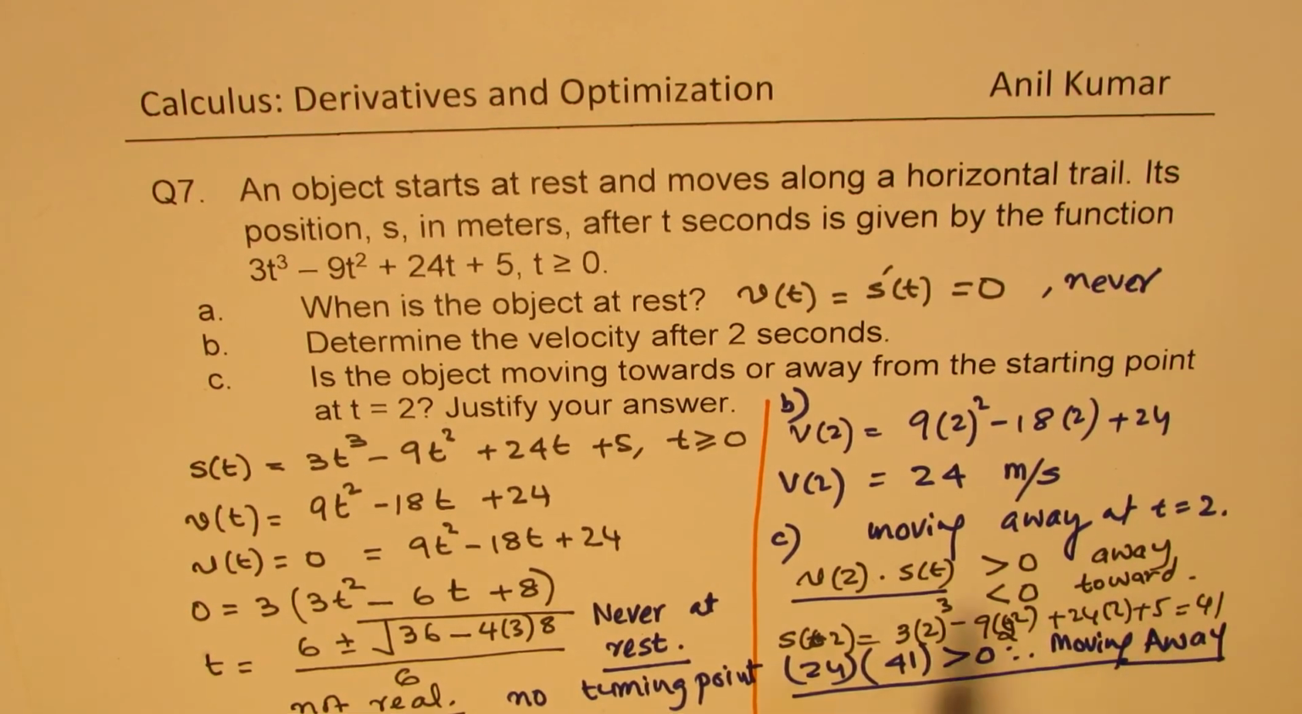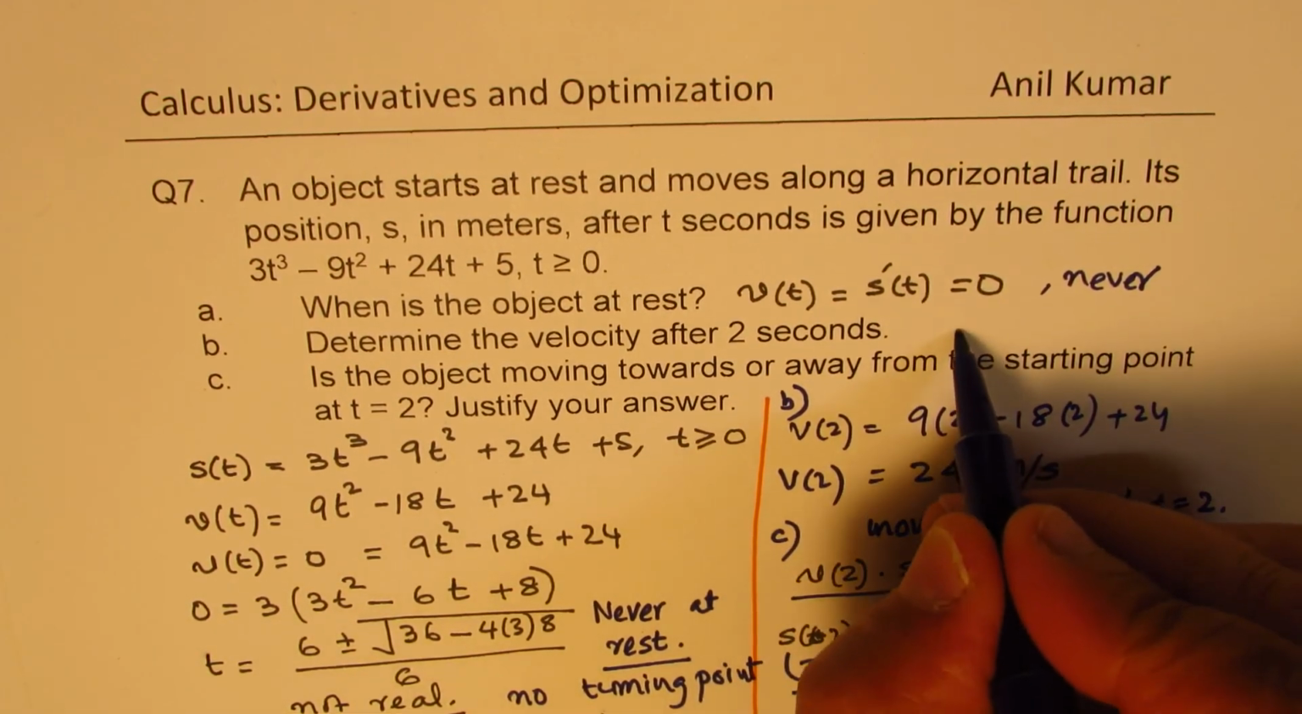So generally, we use this product to figure out whether the object is moving away or towards, right? And of course, if velocity is 0, the product will be 0, which means stationary. So that is how you need to figure it out. In our case, we saw that there is no turning point and velocity is positive, and therefore it has to be moving away, right? So the answer here is moving away.